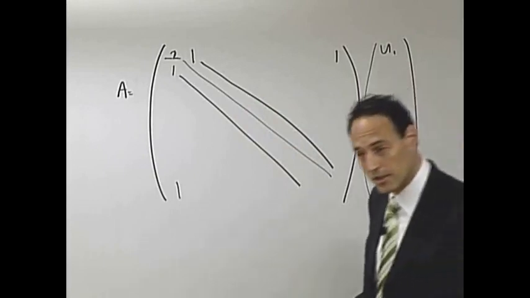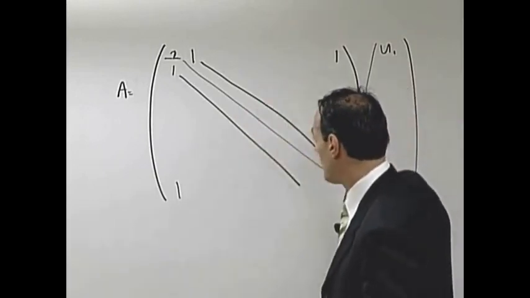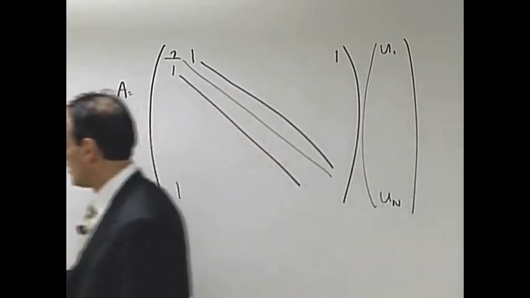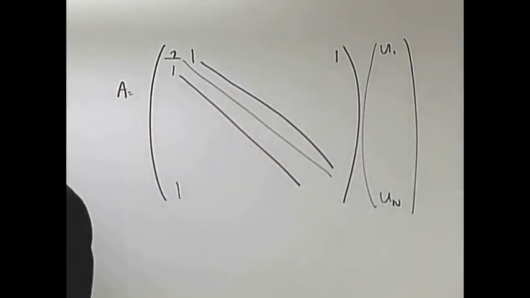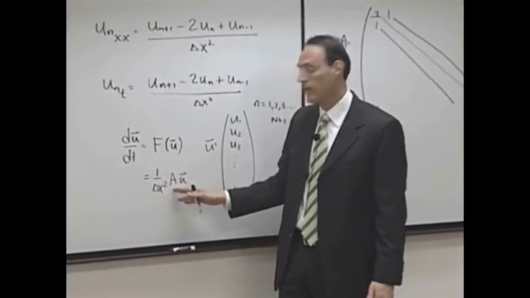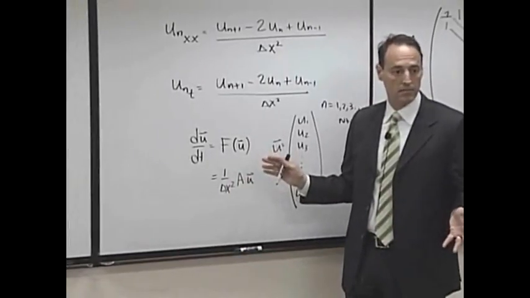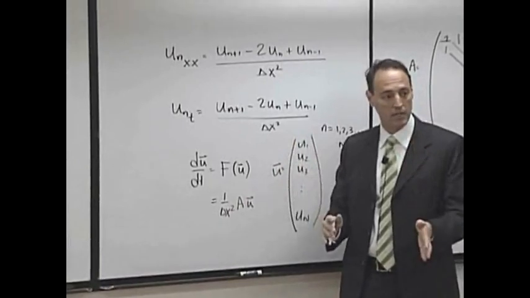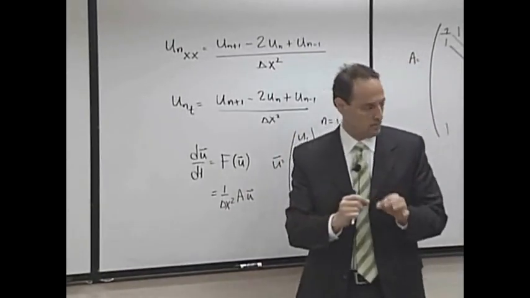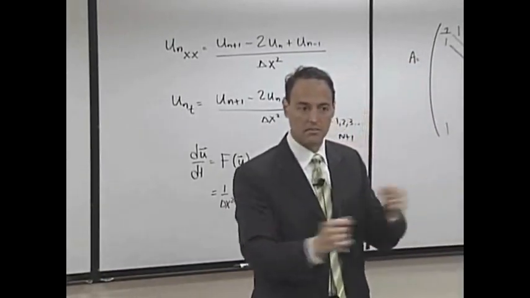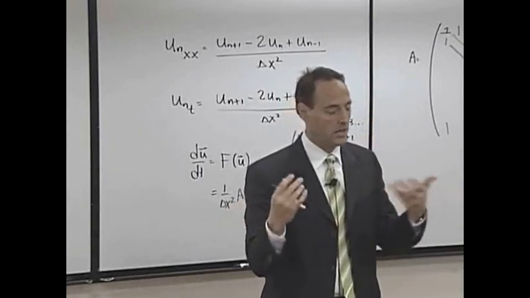That's our derivative matrix. And once we have that, notice I now have my full system. du/dt is equal to 1 over delta x squared, A U. And then I can solve the PDE. I've turned it into a system of ODEs. This matrix A tells me how everything's connected. And then I can just use ode45.